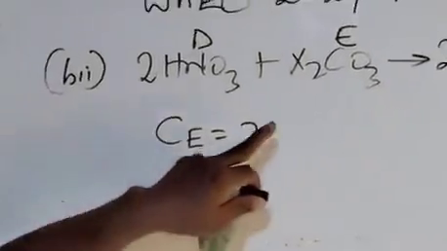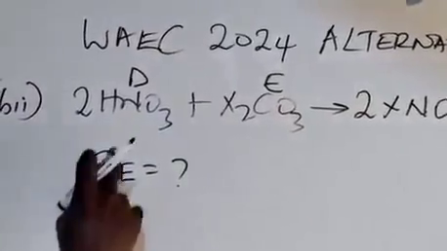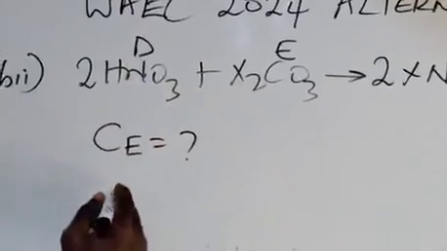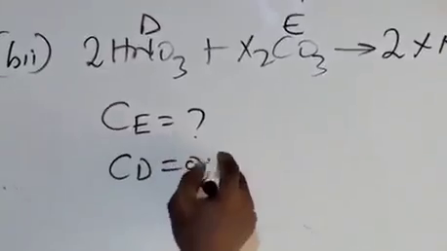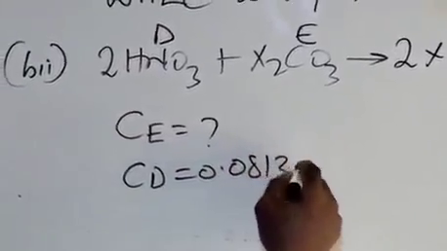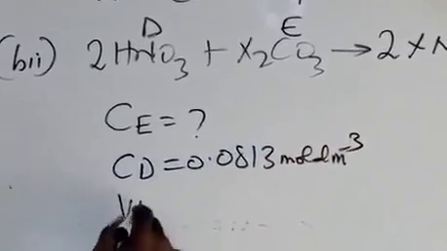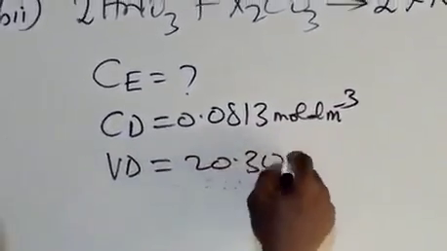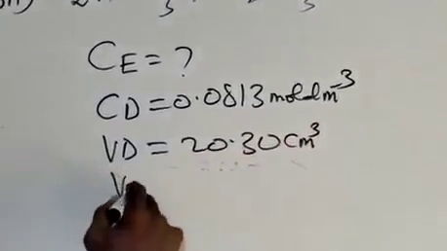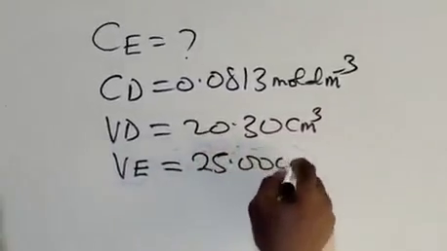So to find the concentration of E in mole per dm³, E is the carbonate which acts as the base, and D is the acid. So from my question 1, our CD we obtained before this question is 0.0813. That is the concentration of acid in mole per dm³. Then our VD, that is the average titer or the endpoint, is 20.30 from my experiment. Our VE, the pipette, that is the base, is 25.00 cm³.